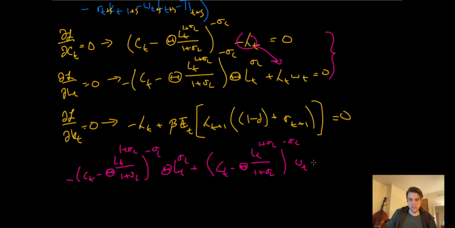WT equals 0. And you can see right away that this and this cancel. So all of that goes away. We're left with a minus sign here and a WT here. So what we get is minus theta LT sigma L plus WT equals 0.